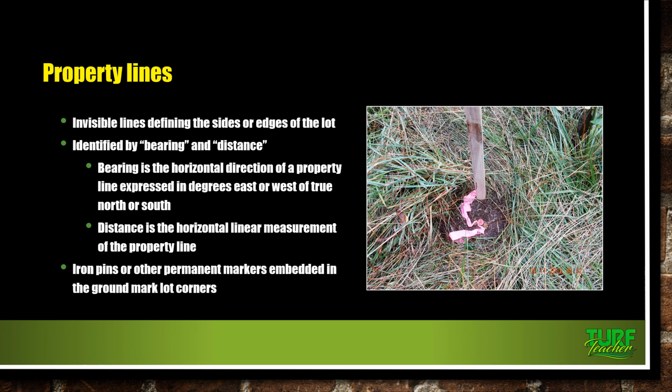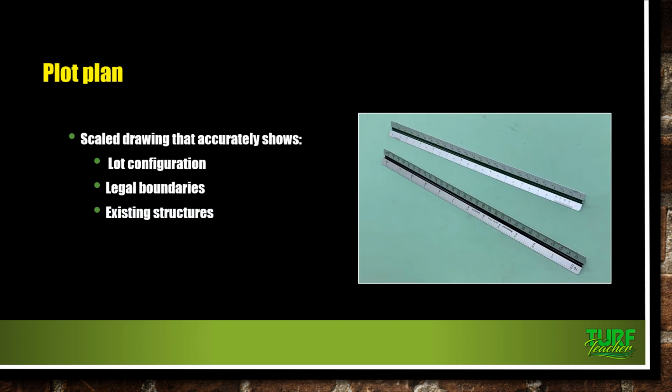Iron pins or other permanent markers are embedded in the ground that mark the corners of the lot. And as you can see here, there is an iron stake driven down in it. It's got fluorescent tape wrapped around it, and then they've also put up a wooden stake so that you could see it at greater distances. And they've probably got the top of that stake painted an orange or pink color as well. Plot plans are scale drawings that accurately show the lot configuration, the legal boundaries and the existing structures.